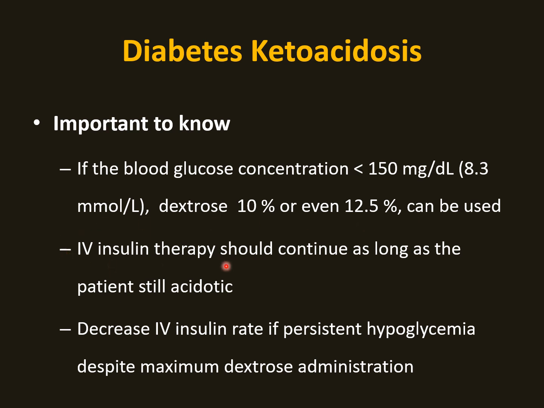IV insulin therapy should continue as long as the patient is acidotic. This is the main goal, to correct the acidosis. Decrease the IV insulin rate if there is persistent hypoglycemia despite the maximum dextrose administration.